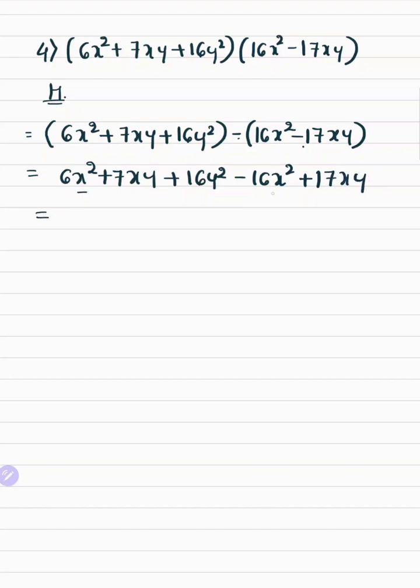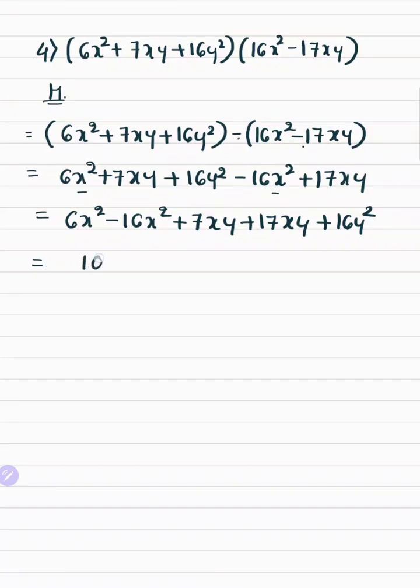So here the x square term: minus 16x square, and here plus 7xy plus 17xy, then plus only. The 16y square term is not there. 16 minus 6 is 10x square, the bigger number is minus. And then here plus, 17 plus 7, how much is it? Plus 24xy.